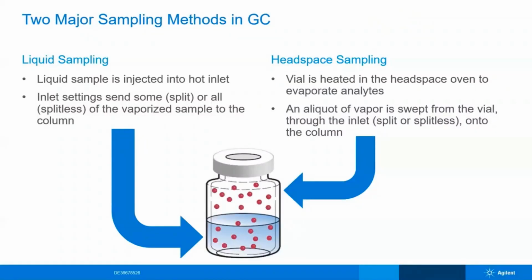So just to kick off our introduction, let's take a quick review of the two sampling methods in GC. Liquid sampling, which is familiar to most users, takes the sample directly out of the vial in liquid form through a syringe, injects it into a hot inlet where it is vaporized, and then it is either partially or completely put onto the column to then flow through, be separated, and then reach the detector. In Headspace sampling, the vial itself is heated to evaporate analytes, and then the gas above the sample is removed, and that vapor is swept from the vial through the inlet onto the column.